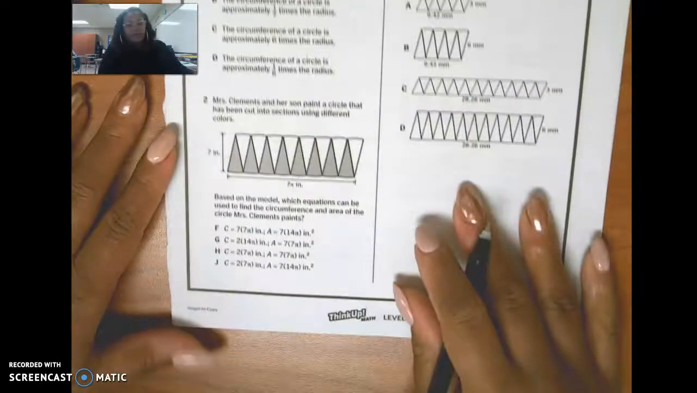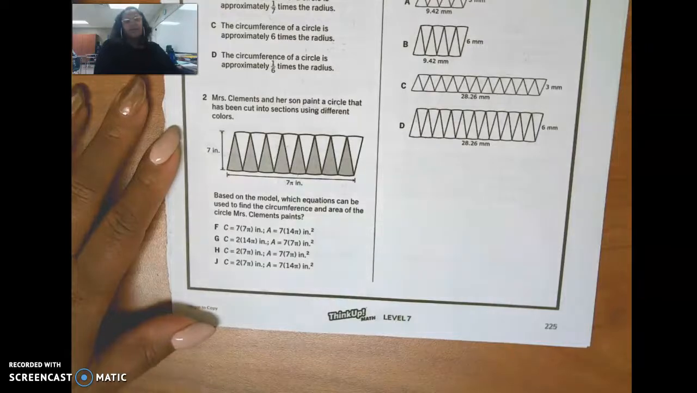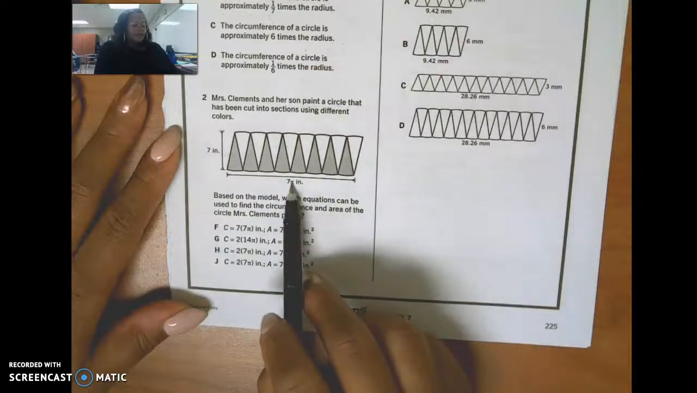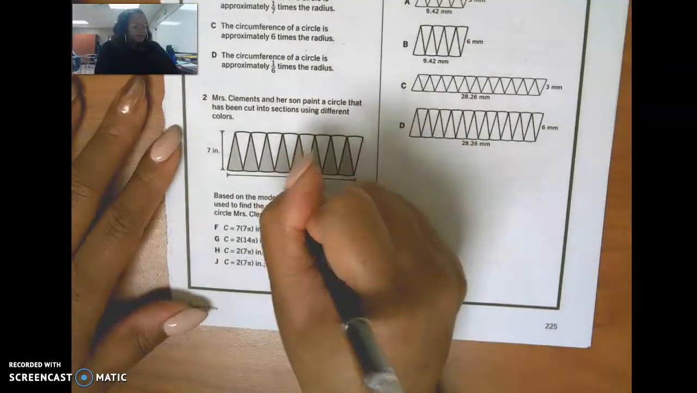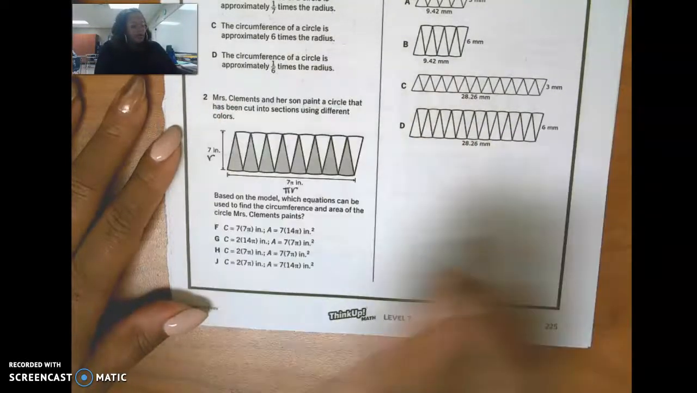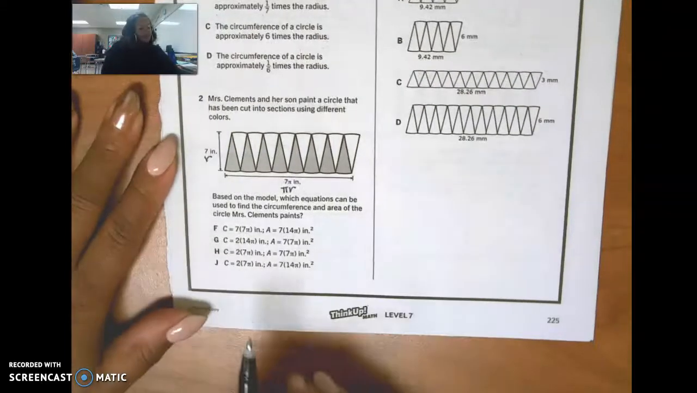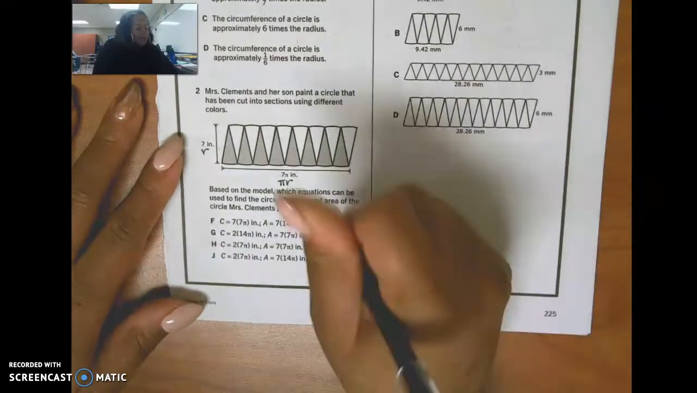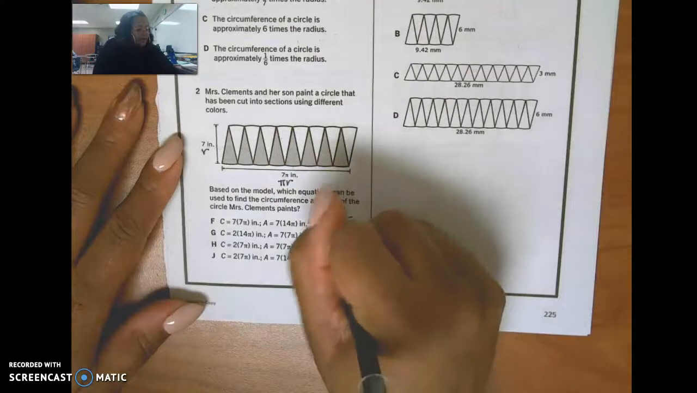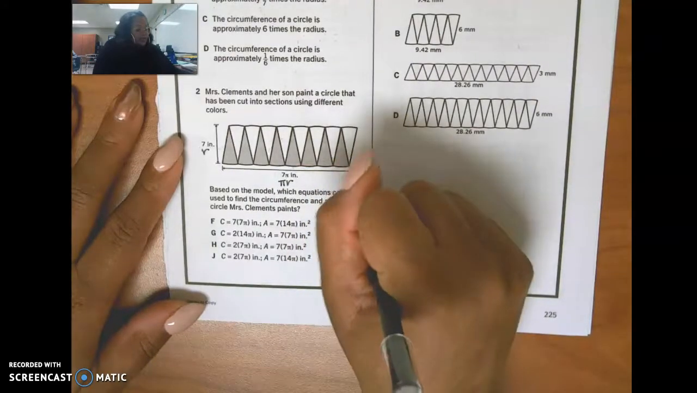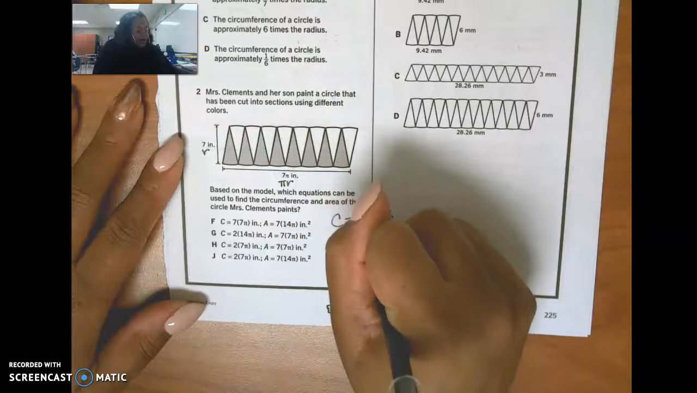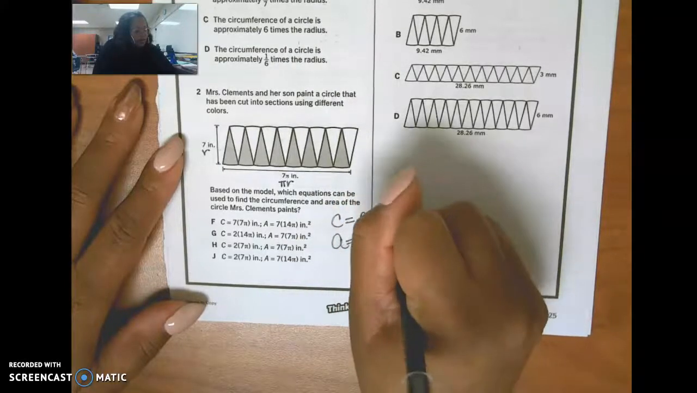Okay, number 2. Mrs. Clements and her son paint a circle that has been cut into sections using different colors. This right here is my radius, and this is my pi times radius. Based on the model, which equations can be used to find the circumference and the area of the circle that Mrs. Clements paints? So I need circumference and area. Circumference equals 2 times pi times radius. Area equals pi times radius squared.